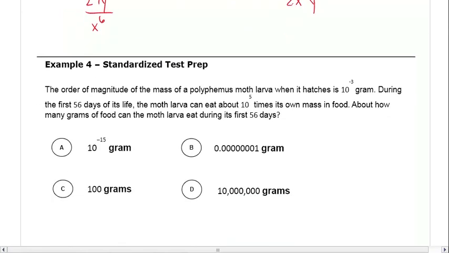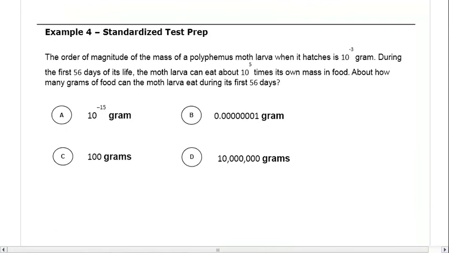Last example. The order of magnitude of the mass of a polyphemus moth larva when it hatches is 10 to the negative 3rd grams. During the first 56 days of its life, the moth larva can eat about 10 to the 5th times its own mass in food. About how many grams of food can the moth larva eat during its first 56 days?